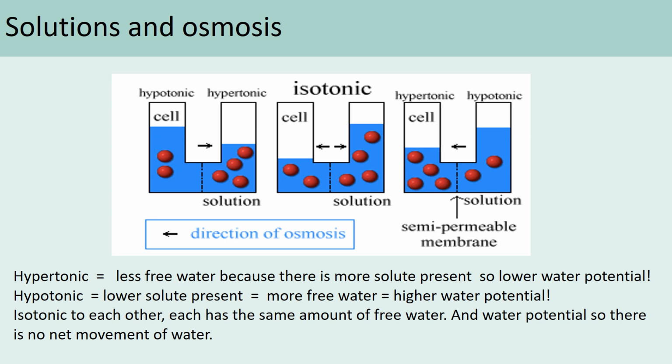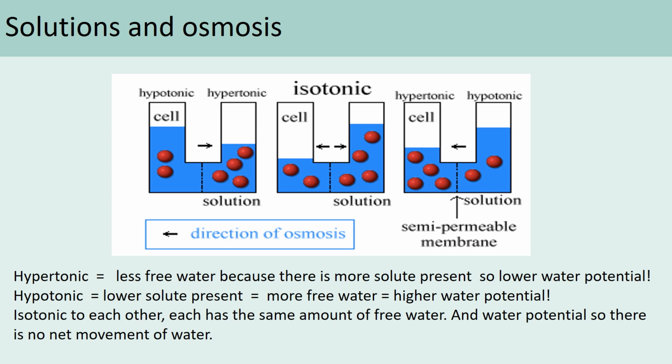Now, on each one, you will notice that there is an arrow, and that is showing the direction that the water particles will move. So it's going to be going from a hypotonic to a hypertonic. So it's going from the low solute concentration, which means it's got high water concentration, to the high solute concentration, which means it's got low water. Okay, so it's always going from high water to low water.